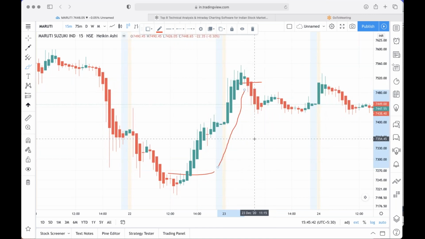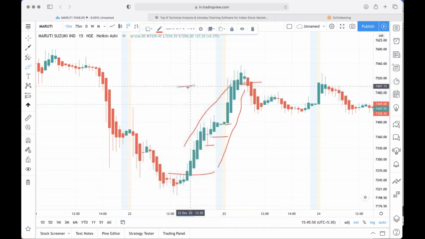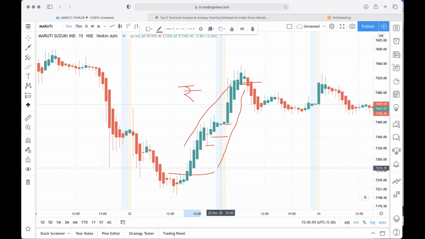Did you manage to carry it? Of course, yes. What did you do? Nothing. Just trail your stop losses based on the lower shadows. That's it. So when there is a trend, there will be returns. Remember this very, very clearly. When there is no trend, this guy will not work.